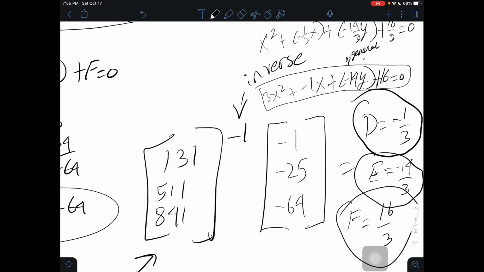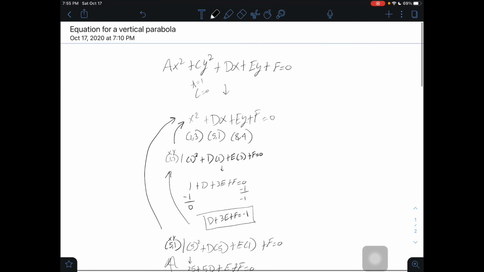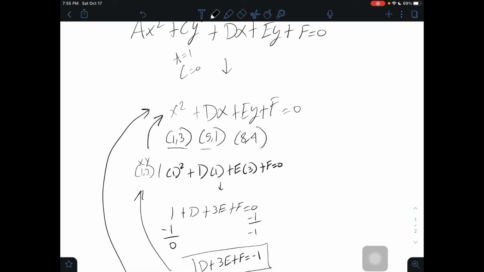This is the general form for the vertical parabola with the coordinate points of 1, 3, 5, 1, and 8, 4.